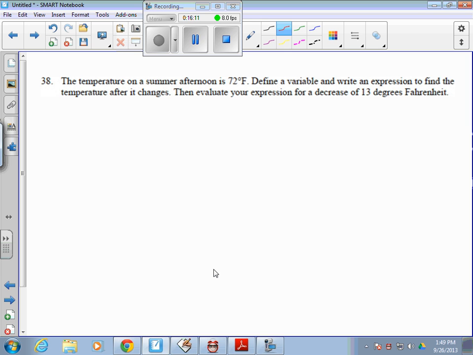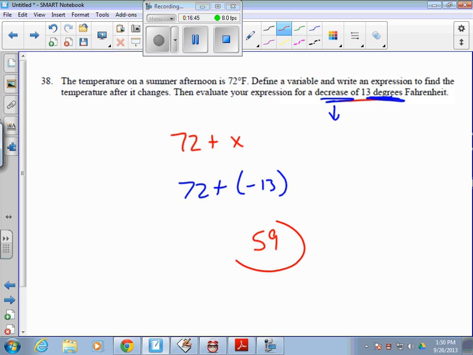38 says the temperature on a summer afternoon is 72 degrees. Define a variable and write an expression to find the temperature after it changes when there's a decrease of 13 degrees. So 72 plus x is the expression to show the change. Then it says 13 is the change. It says decrease. That means to go down. So we plug in a negative value, 72 plus a negative 13, or 72 minus 13. So we have 59 degrees.